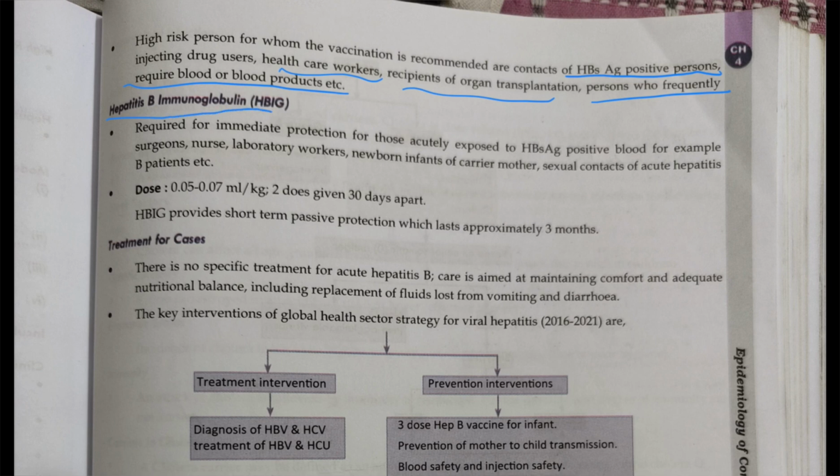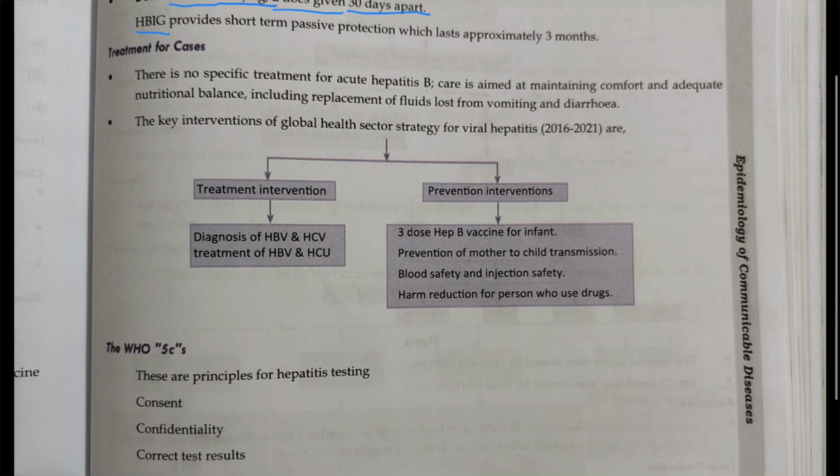Hepatitis B immunoglobulin, HBIg, is required for immediate protection for those acutely exposed to HBsAg positive blood, for example surgeons, nurses, laboratory workers, newborn infants of carrier mothers, sexual contacts of acute hepatitis B patients, etc. The dose is 0.05 to 0.07 ml per kg, 2 doses given 30 days apart. HBIg provides short term passive protection which lasts approximately 3 months.